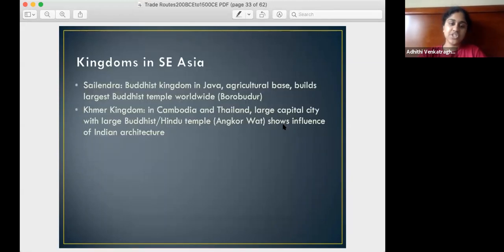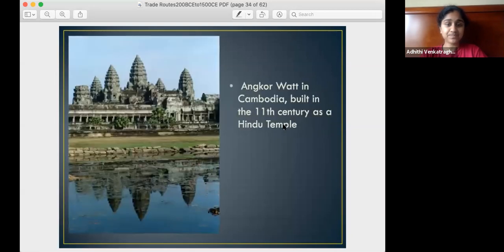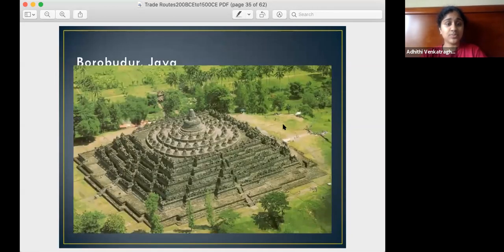Kingdoms in Southeast Asia also included Sailendra, which was a Buddhist kingdom in Java, Indonesia, which had an agricultural base and built the largest Buddhist temple worldwide. The Khmer Kingdom, which was in Cambodia and Thailand, had a large capital city with large Hindu and Buddhist temples in Angkor Wat, and it showed influence of Indian architecture. This is Angkor Wat built in Cambodia in the 11th century. It was a Hindu temple at the time. This is Borobudur in Java.